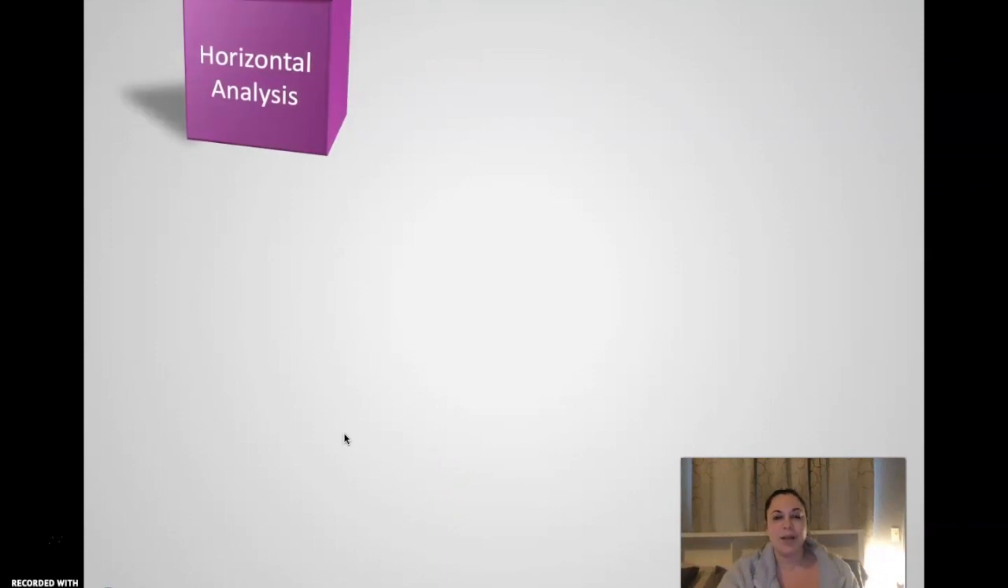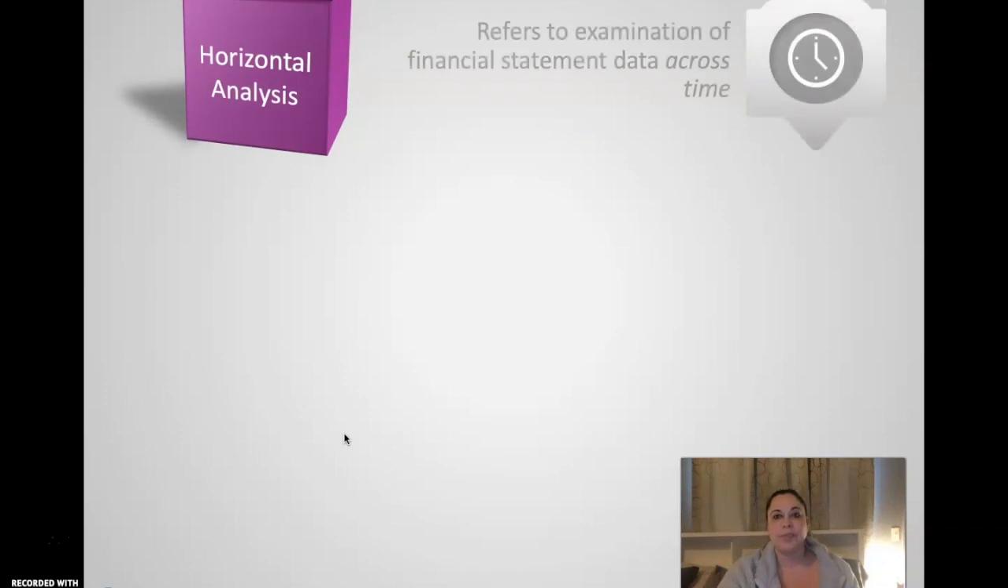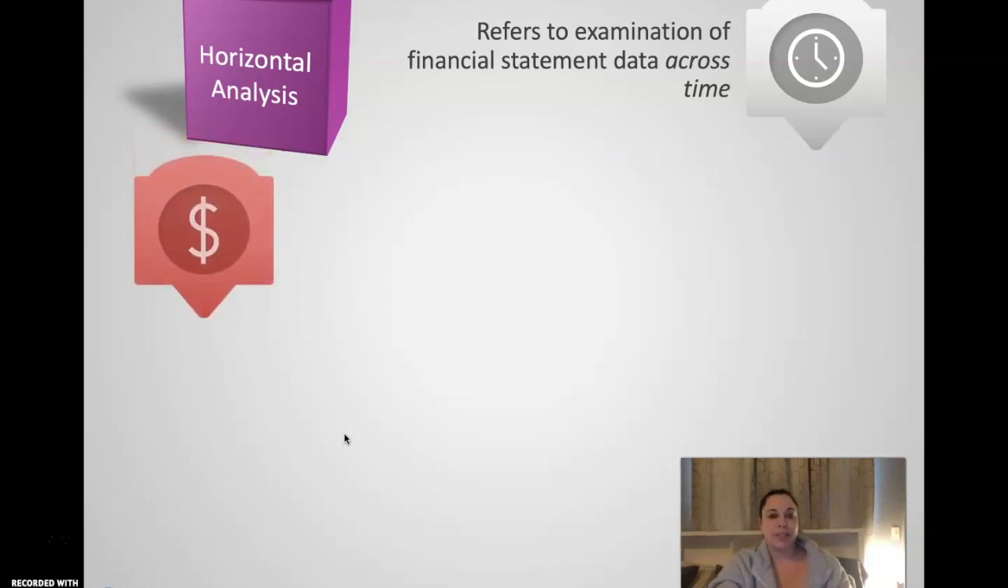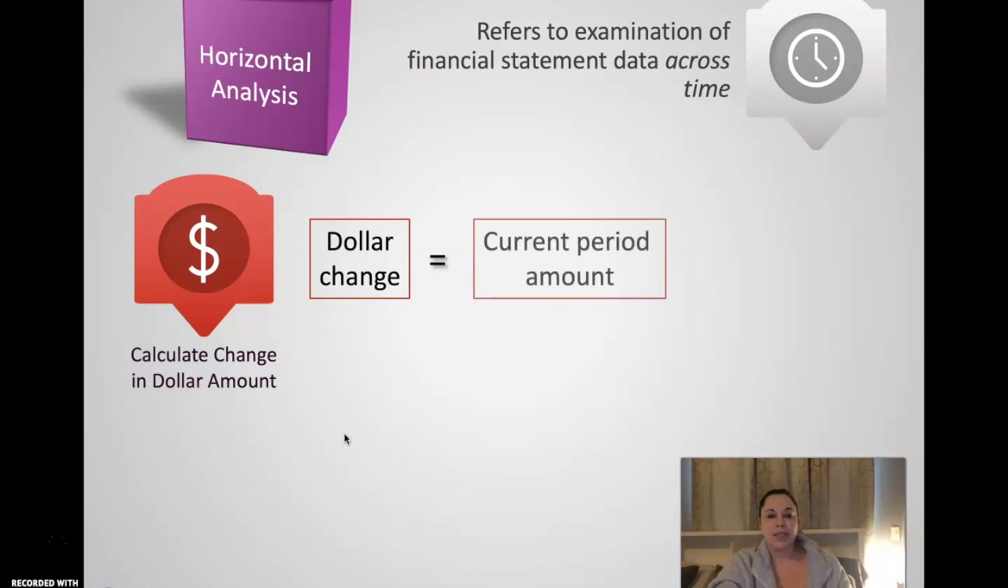Okay, so we're going to start by going over the horizontal analysis. This is very easy to do. We're going to be looking at how a company is doing across time, like last year compared to this year, or over the last 5 years, how are they doing? Are they doing better? Are they doing worse? What's going on? And we always want to see that a company is improving. So it's pretty easy to do this.